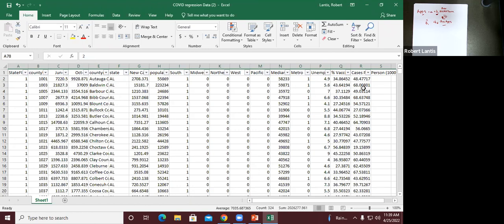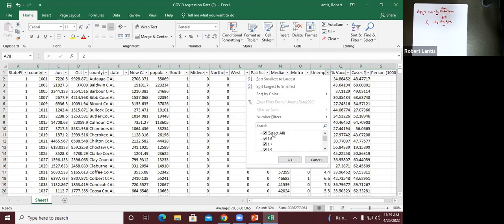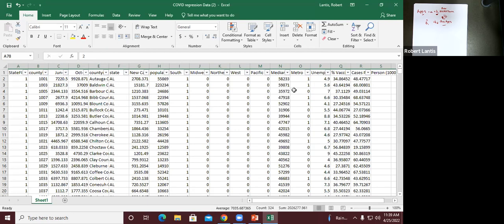So you go to that unemployment variable, deselect everything. And then at the bottom, you had those blanks. Make sure you click that so it shows you the blanks, delete those rows, then go back and have it show you all the data again. And now we should be good to go.